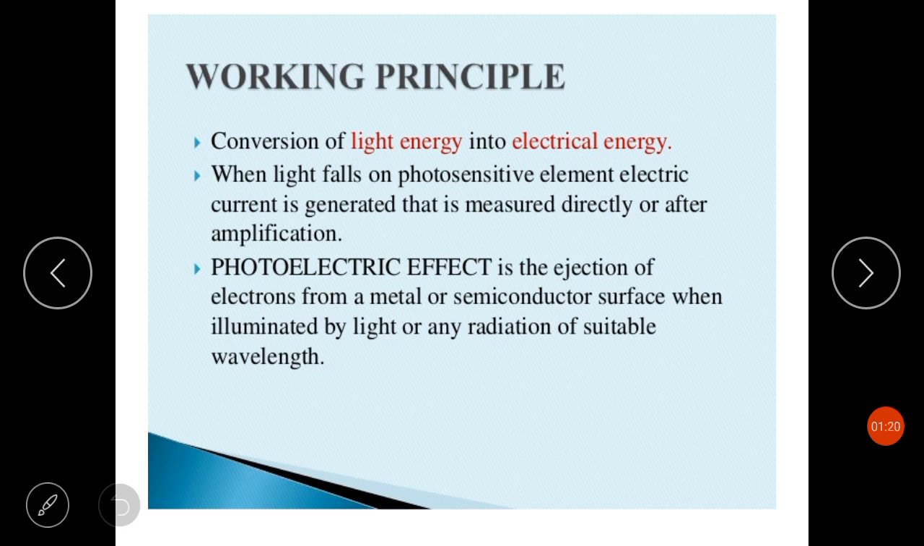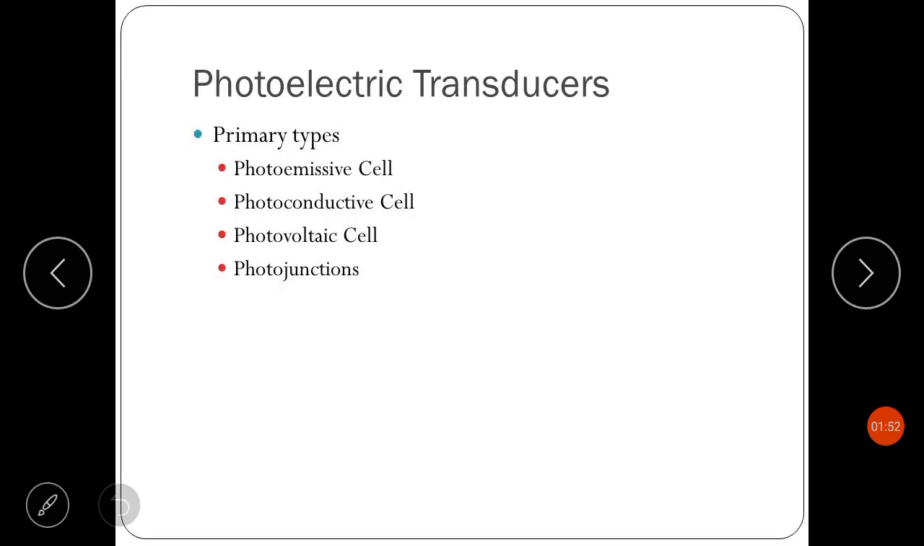So how will it do this? It uses a photoemissive material, which, when light of suitable wavelength and suitable energy strikes it, emits electrons. So what is happening? It is converting the light energy into electrical energy. The photoelectric effect is the ejection of electrons from a metal or semiconductor surface when illuminated by light or any radiation of suitable wavelength.